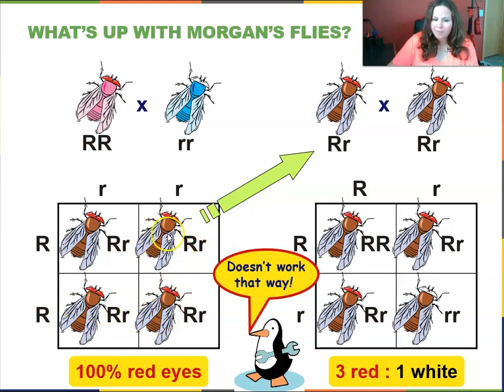But let's take the F1s here and mate them. And so we take two big R, little r's, mate them together. What do we get? Well, we get 3/4 of them, 3 out of the 4 boxes are red, and 1 out of the 4 boxes, or 1/4, are white-eyed.